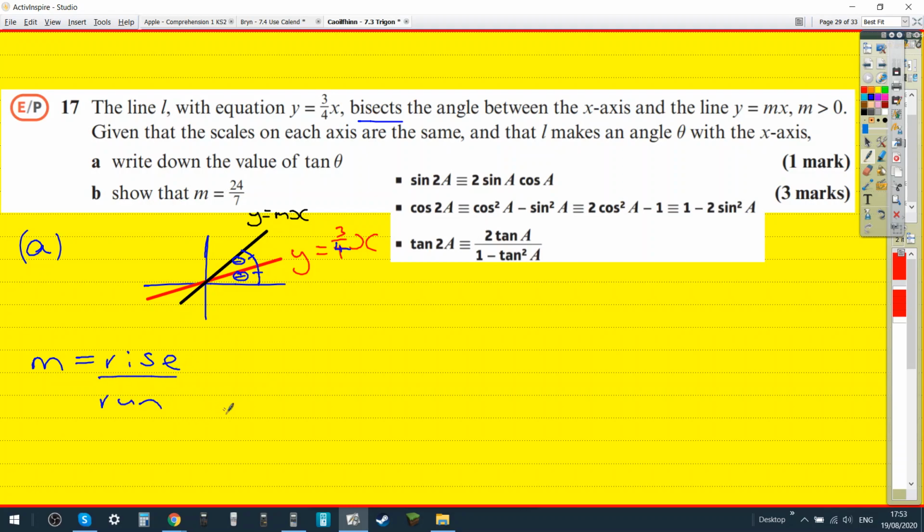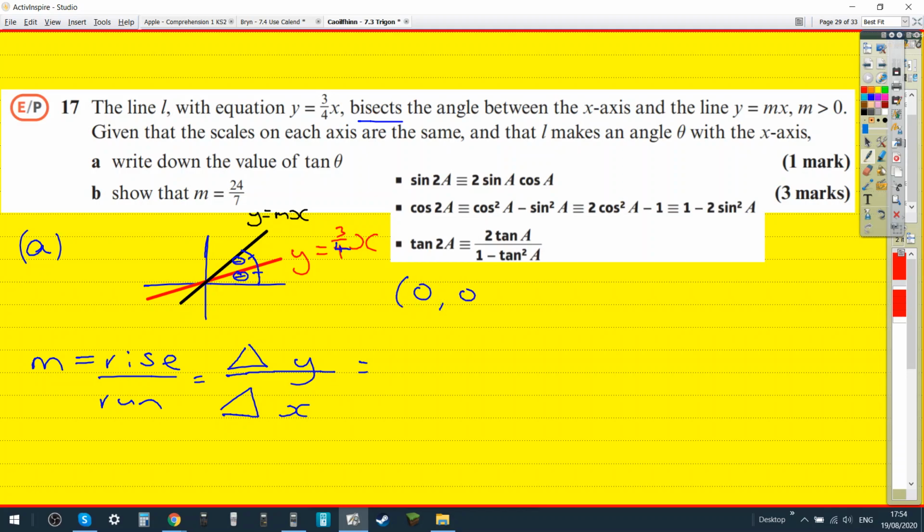So the gradient is the rise over the run. Did you ever hear that? No. Change in y over change in x? Yeah. Okay, how much did y change by? How much did x change by? 1 over 3 over 4.